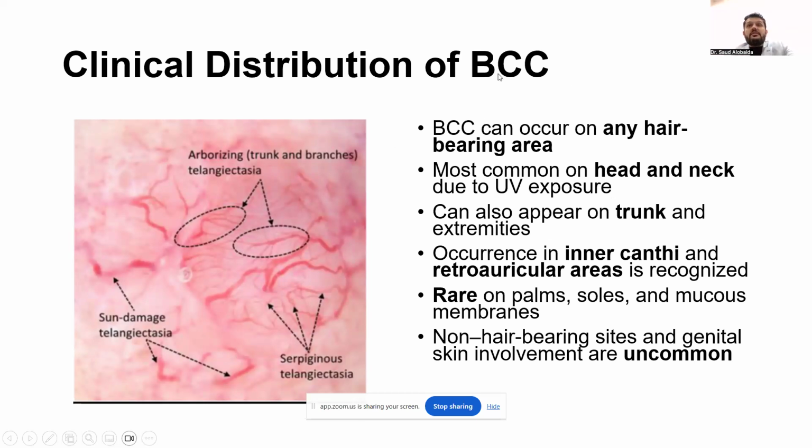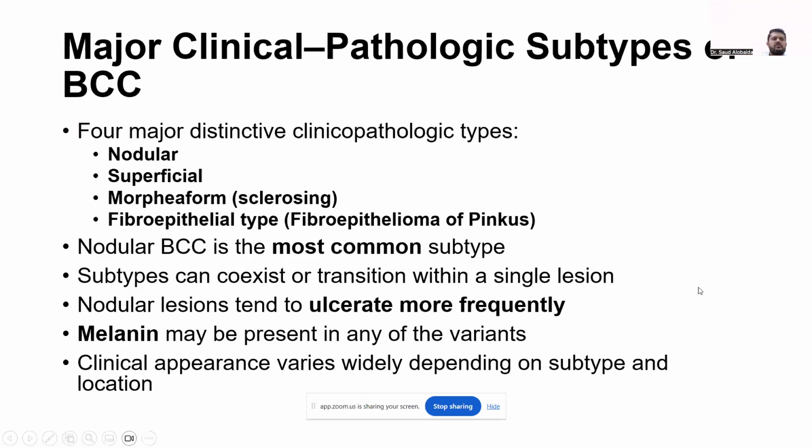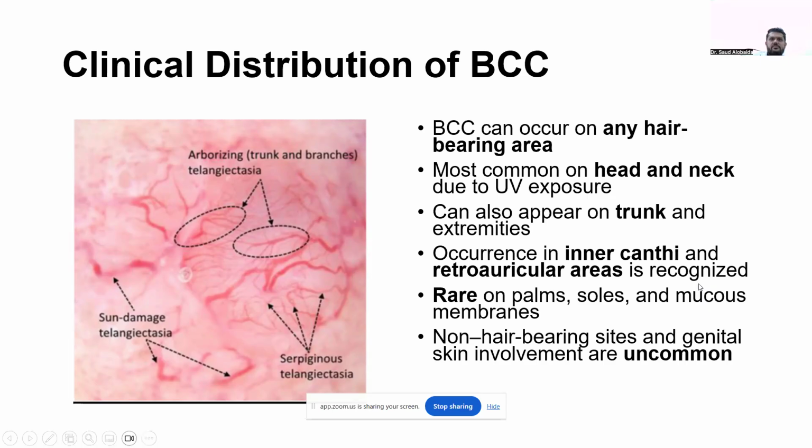BCCs could occur on any hair-bearing area, but also non-hair-bearing. Head and neck are most common. It could be trunk or extremities, and these are tough locations in small areas. This is where Mohs micrographic surgery is much more useful. And you can see these changes on dermoscopy.